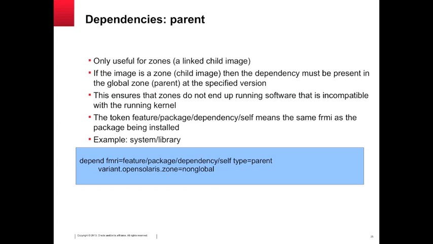So what we've got to do is ensure that the software inside the zone remains consistent with what is in the global zone and thus the running kernel. And we enforce that by a parent dependency, which is that puppy. And this says, I have a parent dependency on myself.